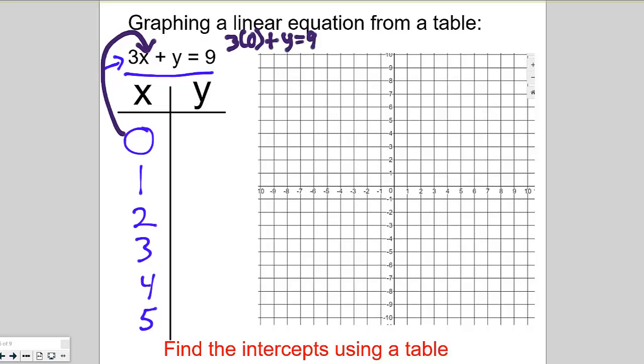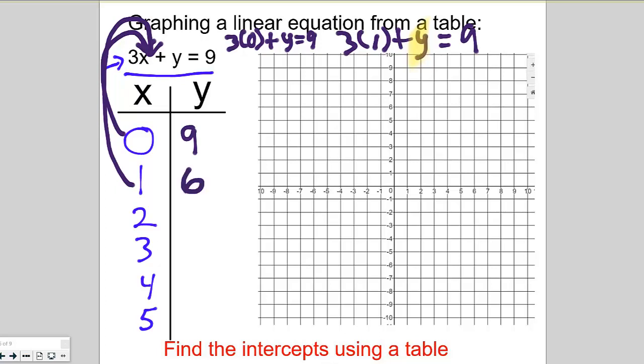And 3 times 0 is 0. So I end up with y equaling 9. Then I'm going to come down to the number 1, and I'm also going to substitute it inside my x. So that next one will be 3 times 1 plus y equals 9. And then I just end up solving this for y. So I have to subtract 3 from both sides, and I can see that y ends up equaling 6.